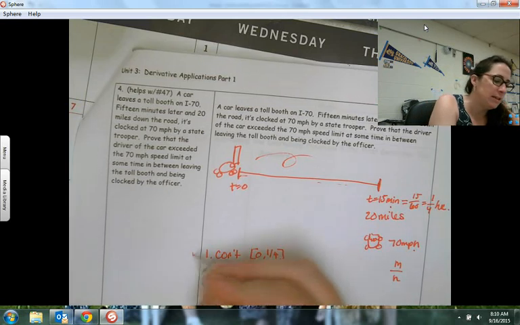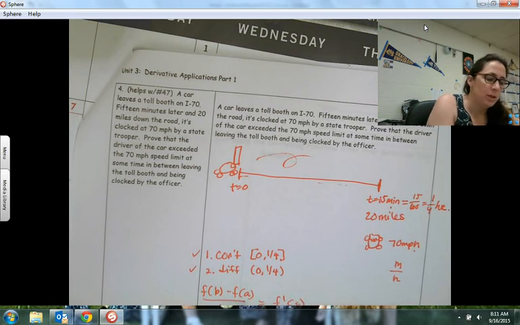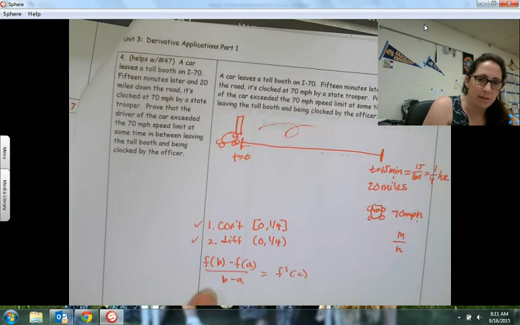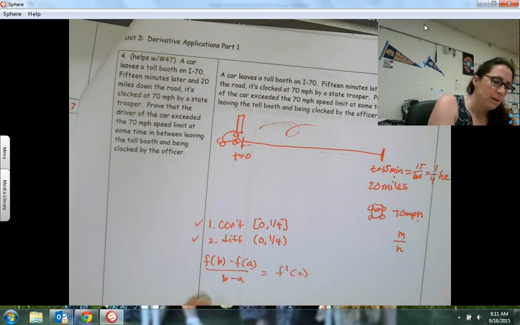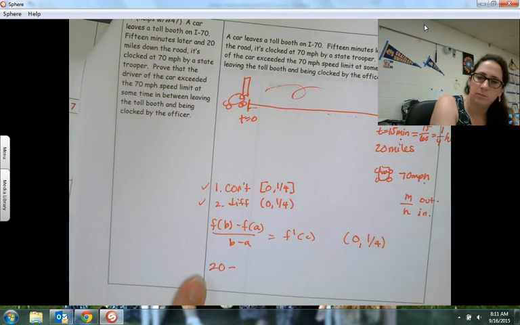Okay, so now that these are met, we're going to say that f of b minus f of a over b minus a is going to equal some f prime of c. Well, let's go find that f of b minus f of a over b minus a. So at my 0 and 1/4, f of 1/4, I am 20 miles down the road. Remember, we're miles over hours. So these are my outputs, these are my inputs.